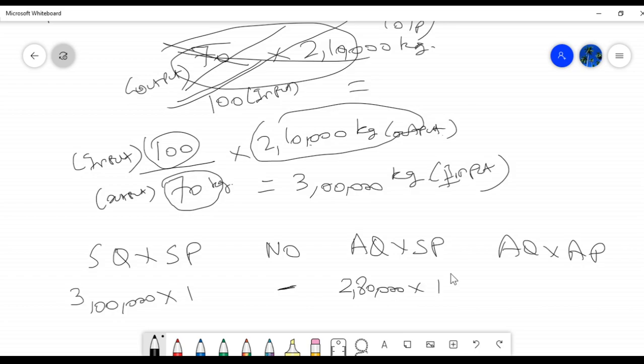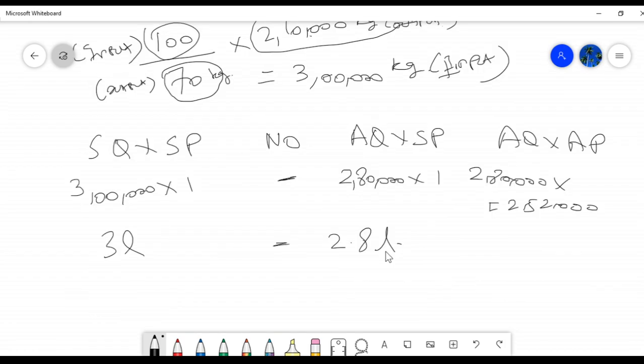Then actual quantity 2,80,000 into actual price, how much? That is also given in the question directly. We can take it directly: 2,52,000 is the actual price of this one. So 3 lakh, 2.8 lakhs, then 2.52 lakhs.